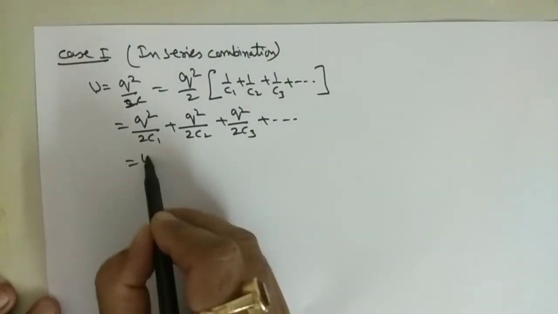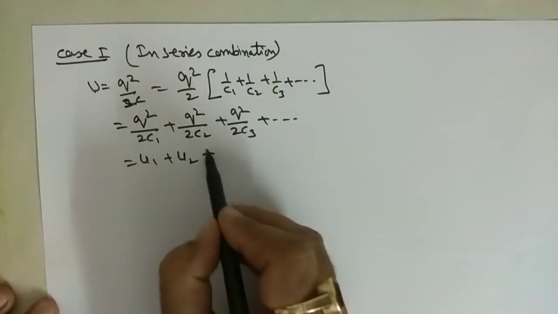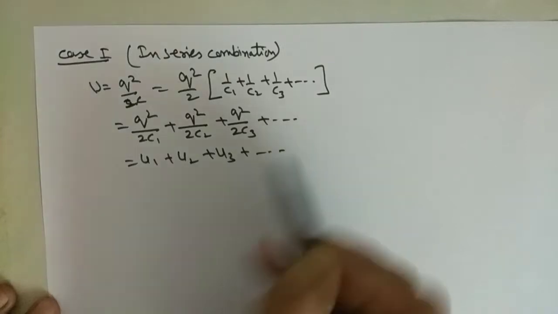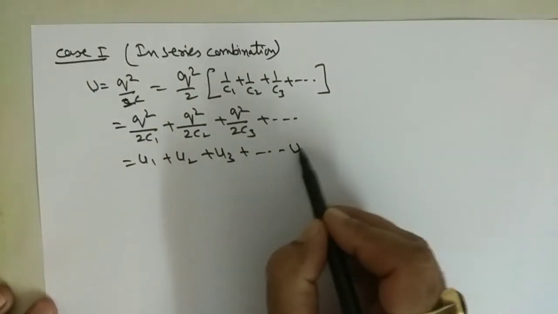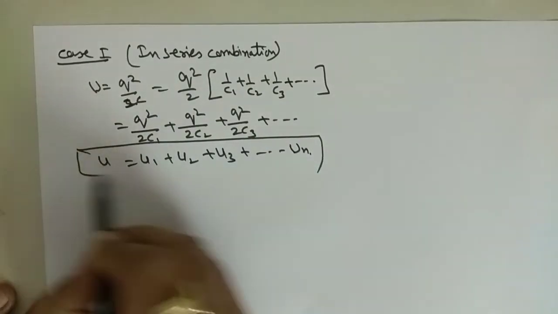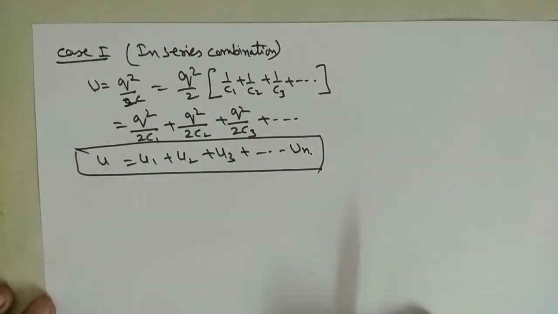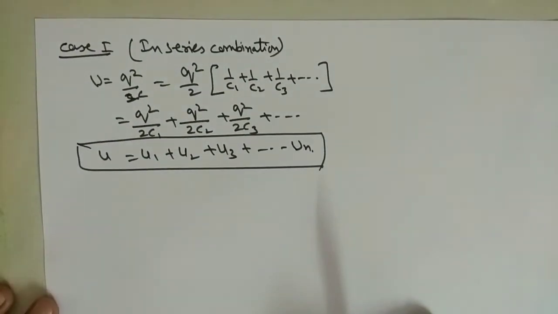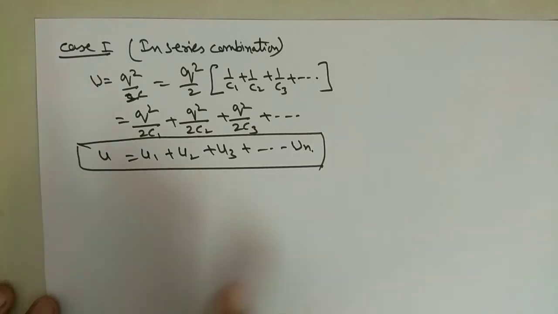It means it is equal to U1 plus U2 plus U3. Okay, like this. Suppose n capacitors are there, so up to n you can write. So the total potential energy of all the capacitors which are connected in series combination is always equal to the sum of all the potential energies of individual capacitors.